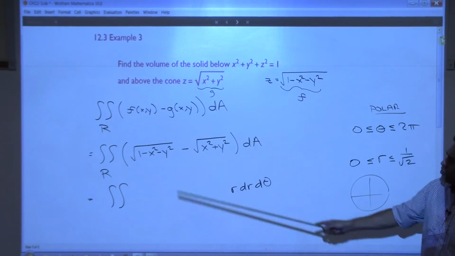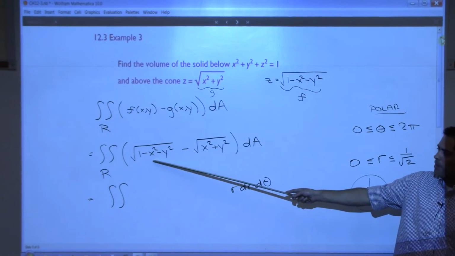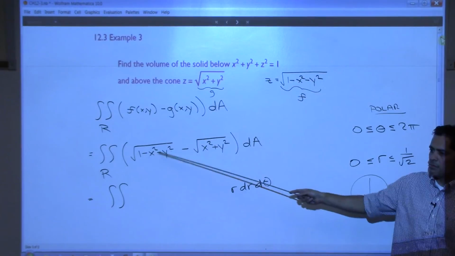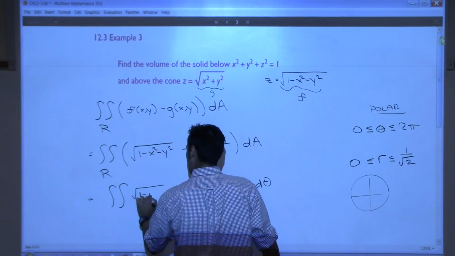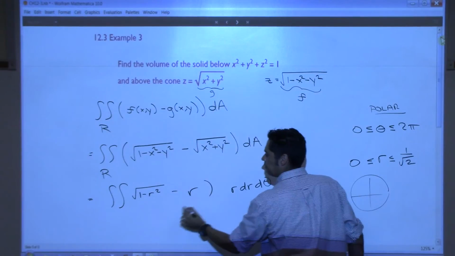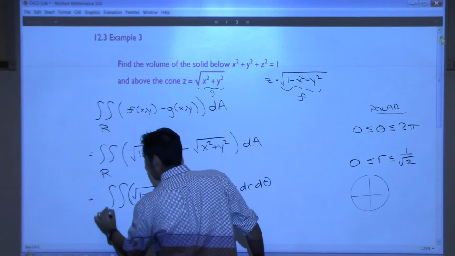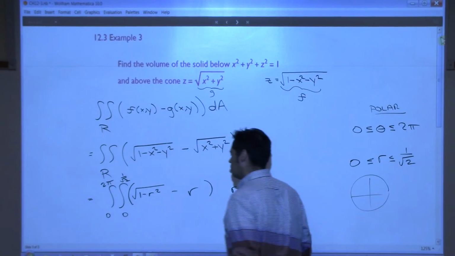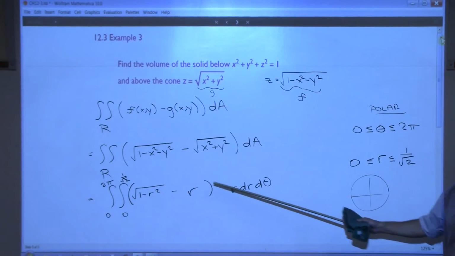My function of x and y is now going to get converted to a function of r and theta. Y'all know what we're going to replace the thing in here with? We're going to factor a negative out of those, and it'll be just 1 minus r squared underneath the root, minus, and this is just going to be r. Limits of integration: theta on the outside, and r from 0 to 1 over root 2 here. I would probably distribute the r through now.